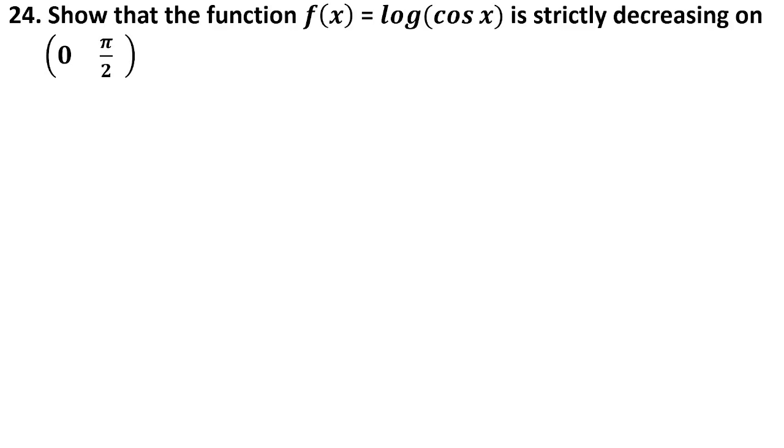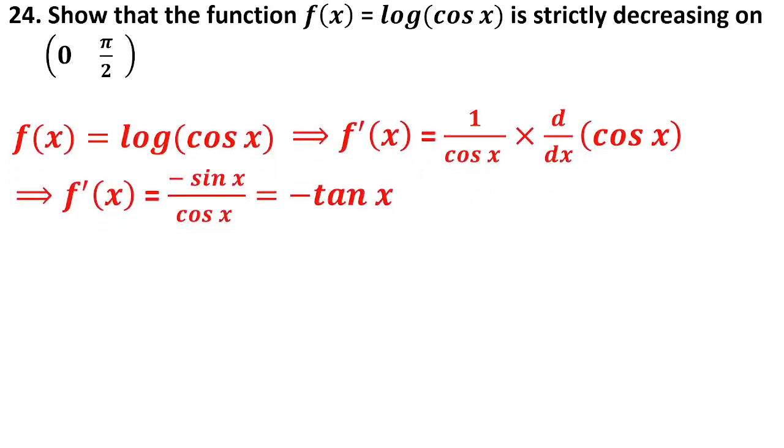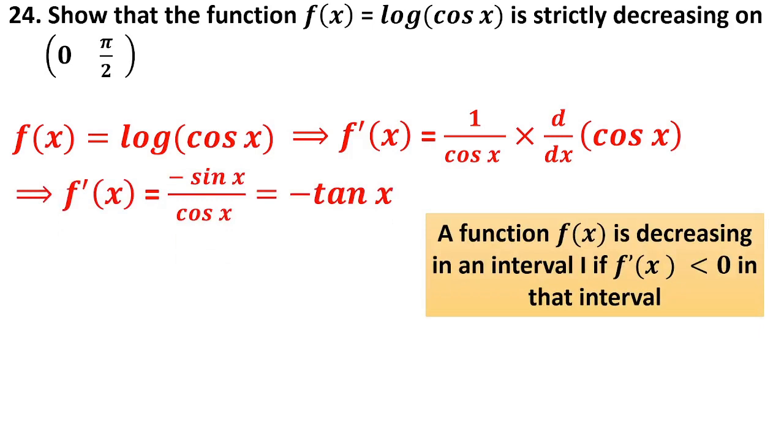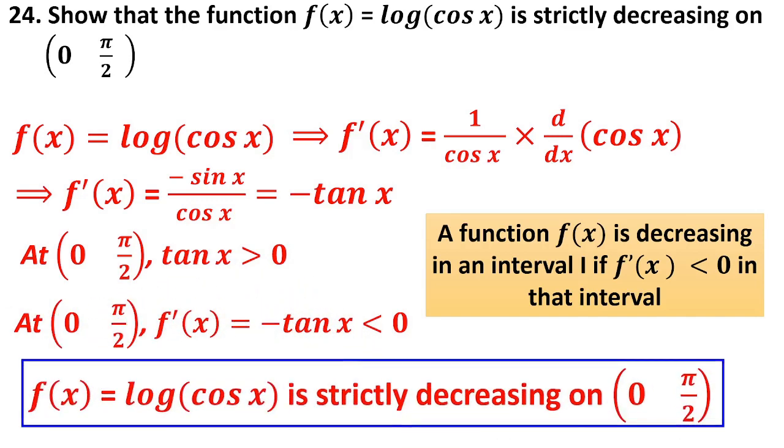Show that the function is strictly decreasing. Simple problem. Find what is f dash of x. 1 by cos x into differentiation of cos x, which is minus tan x. A function is decreasing if its derivative is less than 0. Now at 0 to pi by 2, tan x is greater than 0. Therefore, minus tan x is less than 0. Therefore, in the first quadrant, log of cos x is strictly decreasing.